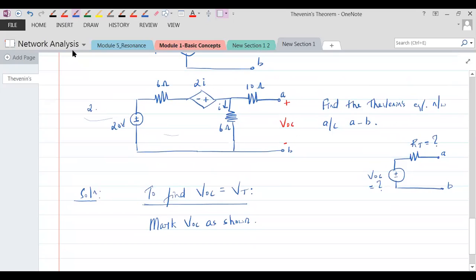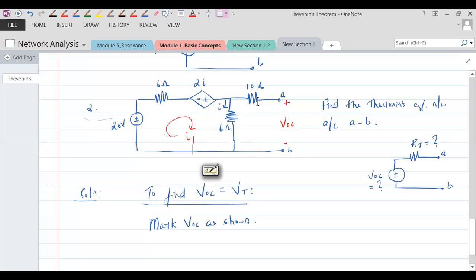What is that? Marking current I1. See, I'm marking I1. I is flowing here, mind you. You have to be a little careful. Now, what is I equal to? I is equal to I1 because this I would not flow in through this 10 ohms.